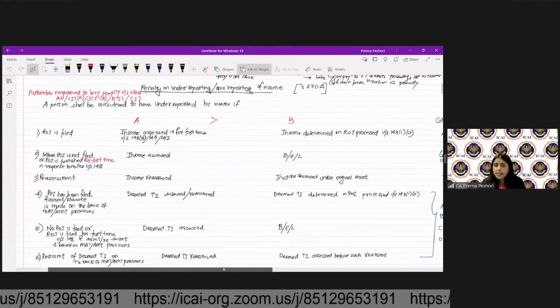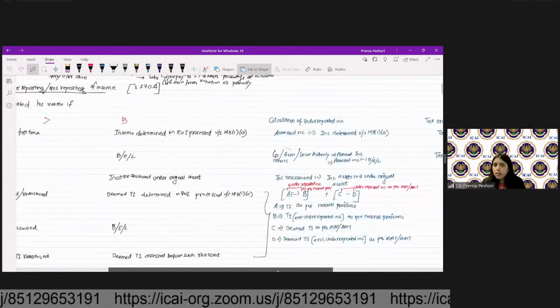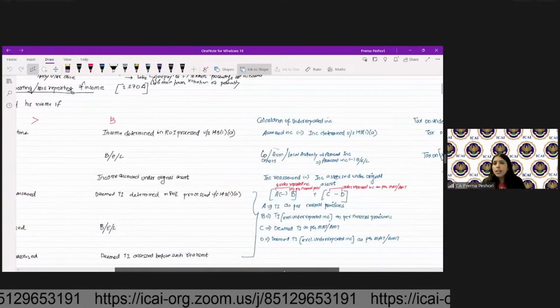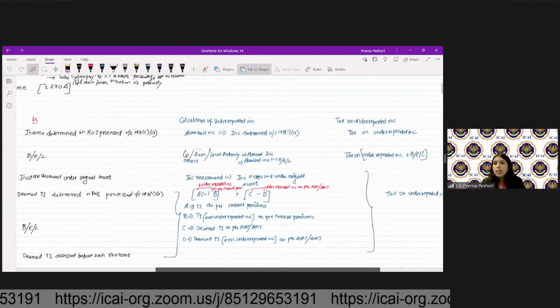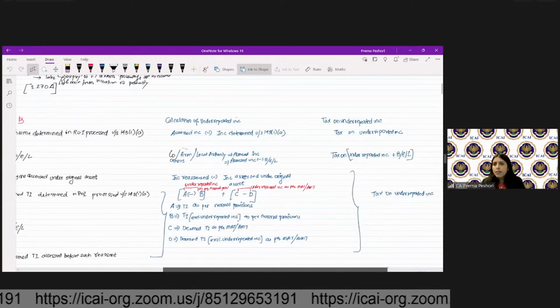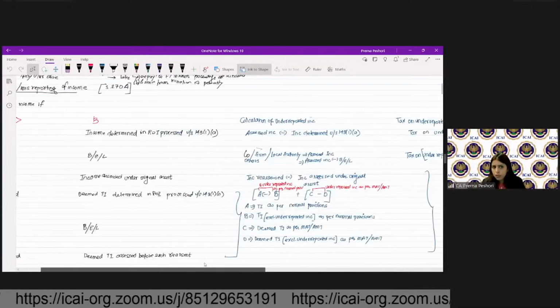Then, in case of reassessment, income reassessed minus income assessed under original assessment. So if that is greater than that, there will be the underreporting of income. So income reassessed minus income assessed under original assessment. Then in that particular case, I will have the tax on that underreported income.